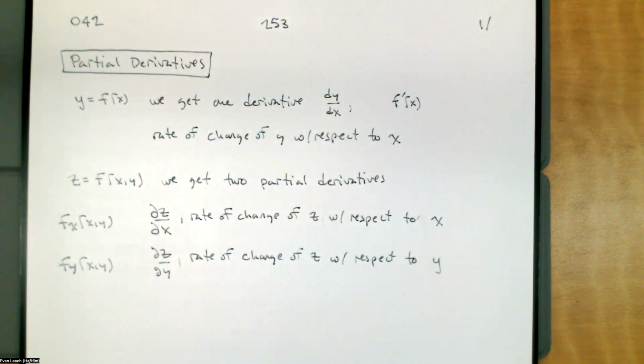This is because prime does not communicate enough information. Prime just says derivative. There's only one variable, so it doesn't matter. Derivative with respect to whatever variable you're using. But now that there are two variables in play, we've got to distinguish dz dx and dz dy, df dx or df dy. We're going to shorthand and call this f x at x y and f y at x y. So we don't get to use prime anymore.